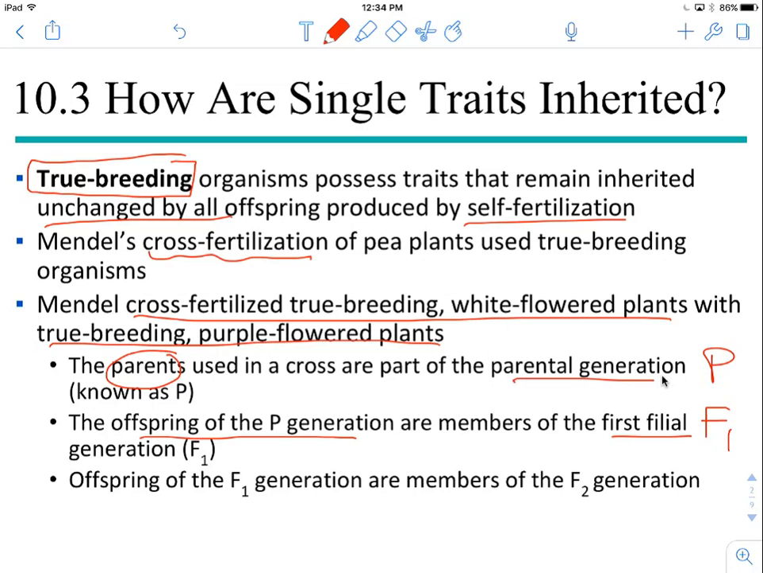And then the offspring, if you let the F1 generation self-fertilize, are called the second filial or F2 generation. Okay, and that's just some terminology, right? So we have the parental generation, their offspring is called the F1 generation. If we cross the F1 generation, their offspring is called the F2 generation.